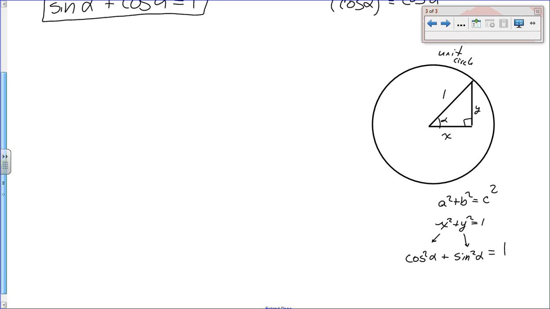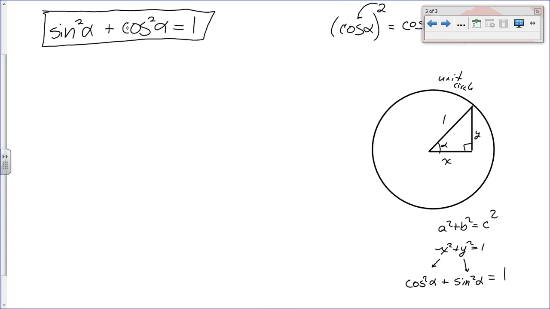Now, if you notice, I've written it two different ways. Sine squared alpha plus cosine squared alpha equals 1, but down here I said cosine squared alpha plus sine squared alpha equals 1. Well, if you remember back to the addition property of equality, it doesn't matter in which order you add. So this one here is equivalent to the one up top. Completely equivalent, nothing wrong with either one. You'll mostly see it this way because they usually write sine before cosine, but just know that they're the same. All right, let's look at an example.